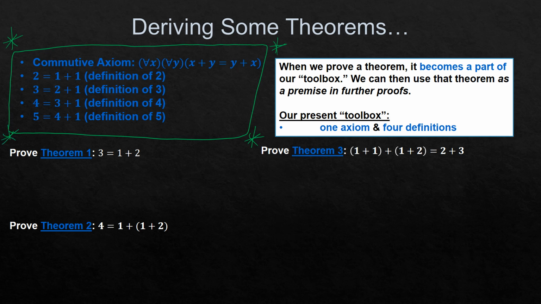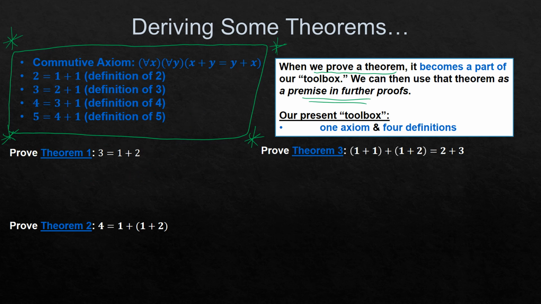However, note that when we do prove a theorem, it then becomes a part of our toolbox. We can then use that theorem as a premise in further proofs. For instance, if we prove theorem 1, we are thereby justified to place it in our toolbox. We can use theorem 1 as a premise in other proofs. And that's very helpful because we don't have to constantly reprove theorem 1.